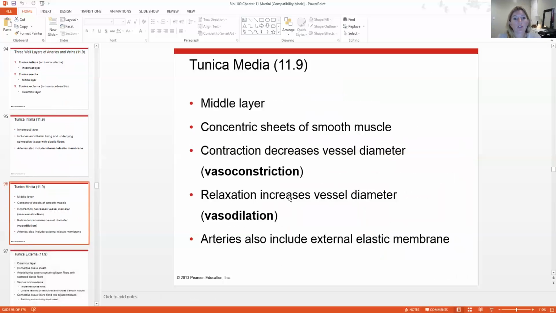Tunica media is the middle layer. It has concentric rings of smooth muscle. This is the muscular layer, media muscle. Muscular layer of our arteries and veins. It allows for constriction and dilation. The arteries actually have an extra external elastic membrane for more recoil.